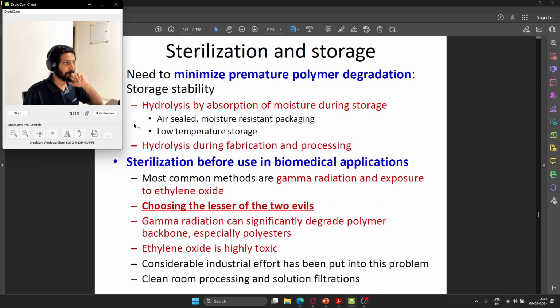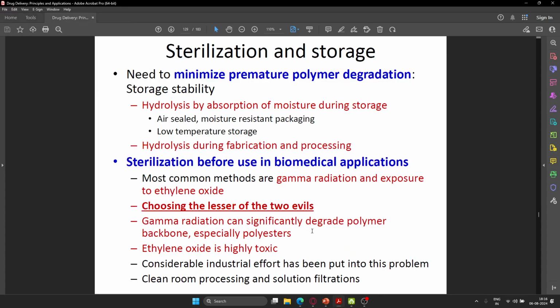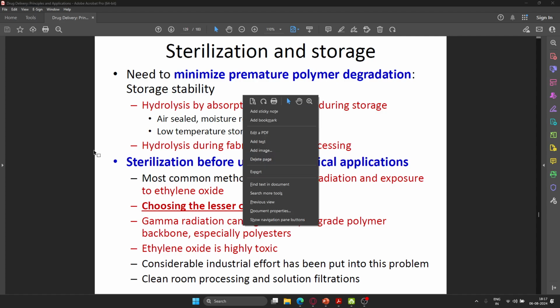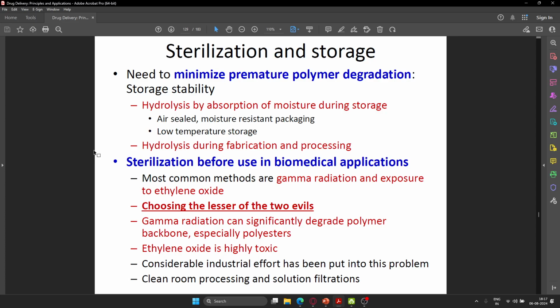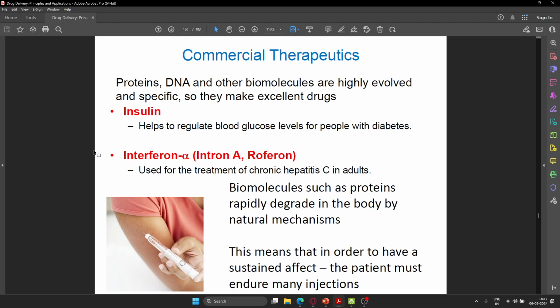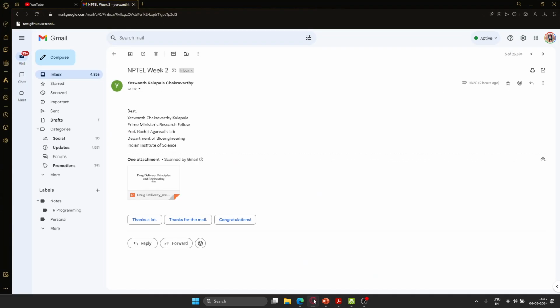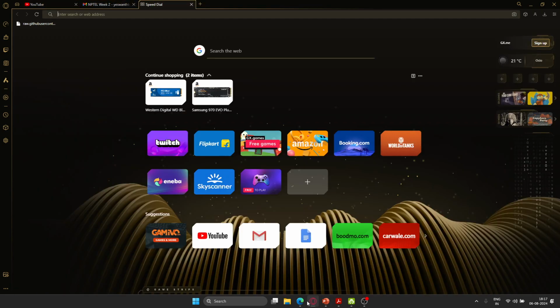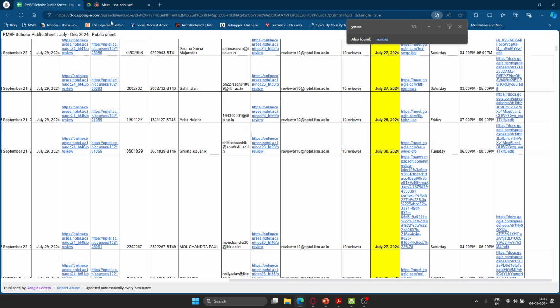So you would not want to do that. So how do you sterilize them? You do gamma radiation or exposure to some toxic fumes like ethylene oxide, so on and so forth, depending on what your biomaterial is and where you want to put it and how much you want to sterilize. Let me check how much you would have gone through.